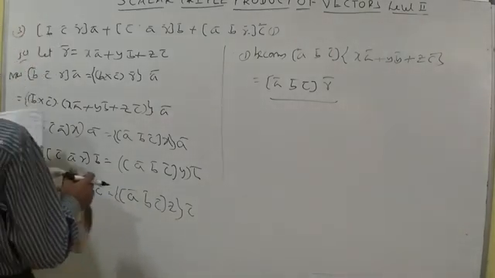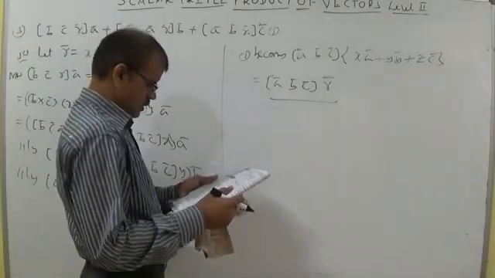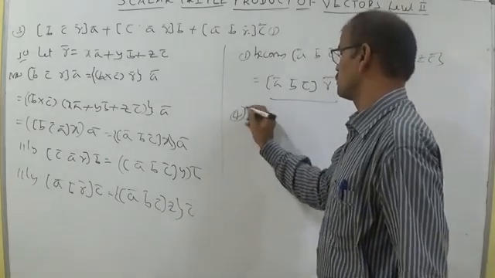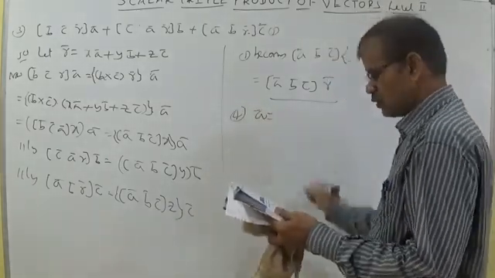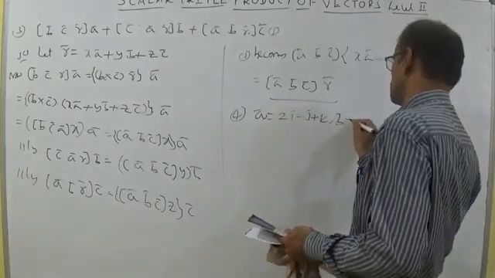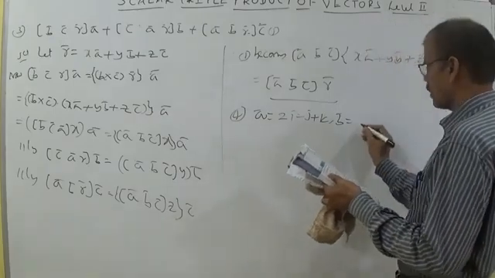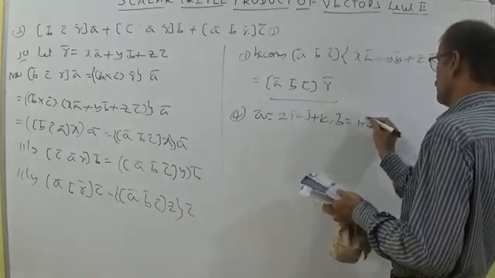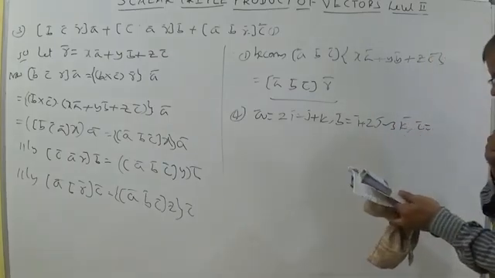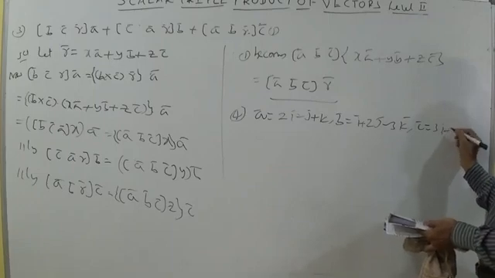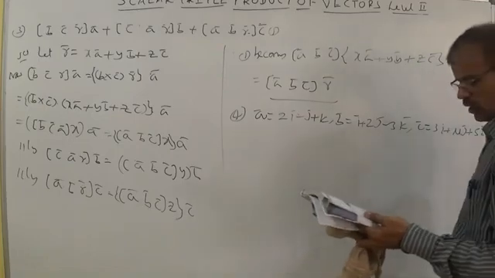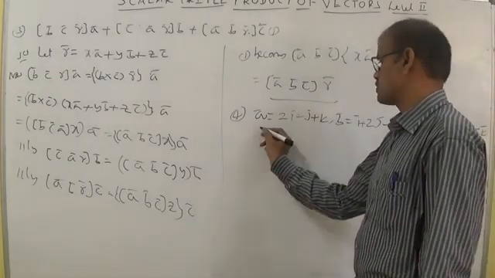Next, fourth question. It is given that A, B, C are coplanar. A bar is equal to 2i minus j plus k, B bar is equal to i plus 2j minus 3k, and C bar is equal to 3i plus mu j plus 5k. They are coplanar. Then mu is the root of which equation?